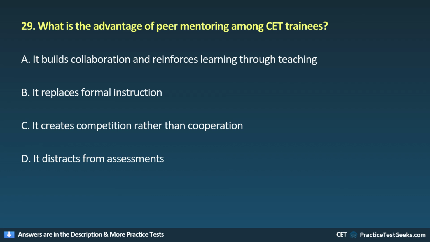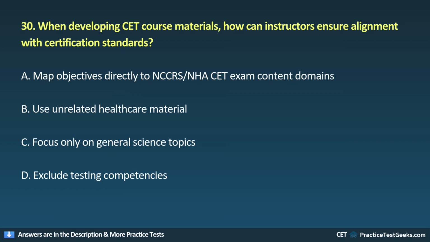B. It replaces formal instruction. C. It creates competition rather than cooperation. D. It distracts from assessments. 30. When developing CET course materials, how can instructors ensure alignment with certification standards? A. Map objectives directly to NCCHA CET exam content domains.